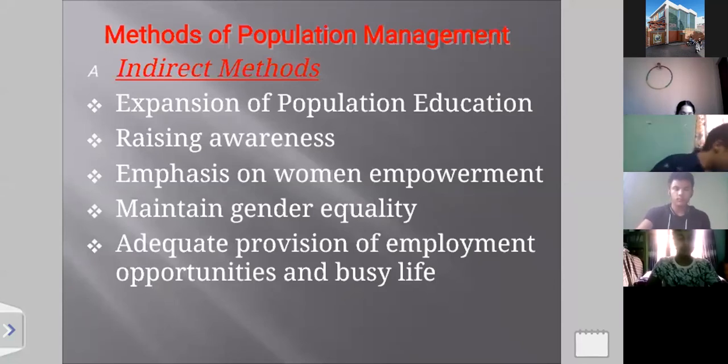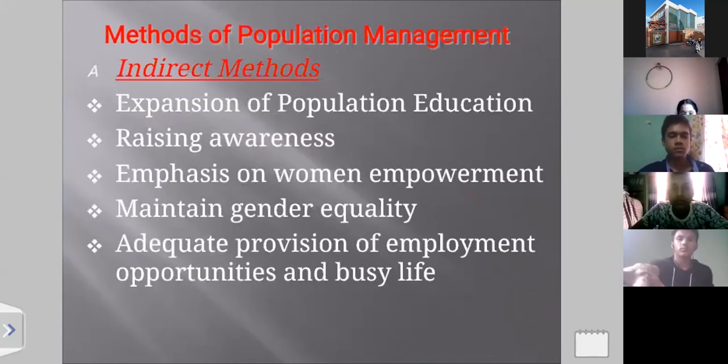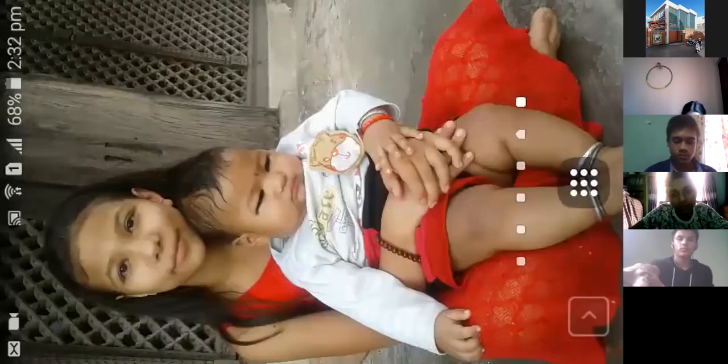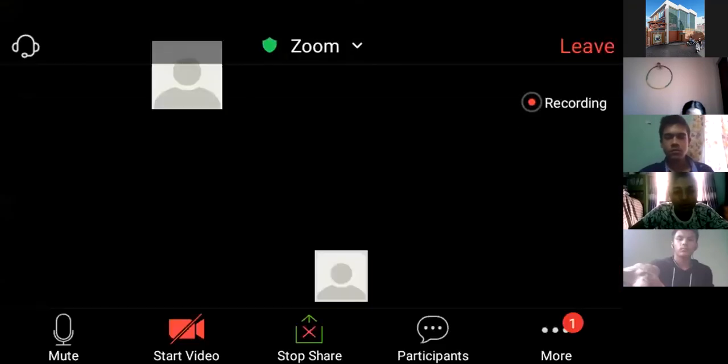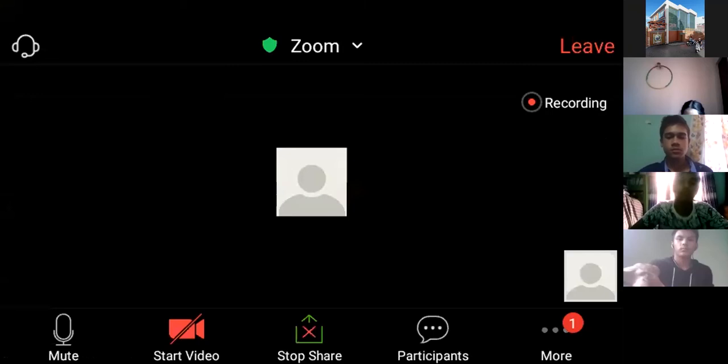So, my dear students, as I told you today in this class, we had discussed some indirect methods of population management, and we are going to interact with each other to share our views, opinions, and thoughts. To continue our interaction program, we had discussed some indirect methods of population management.